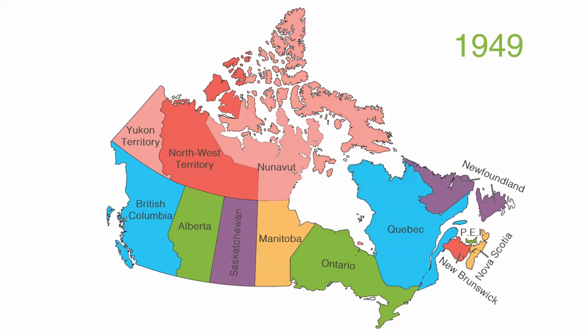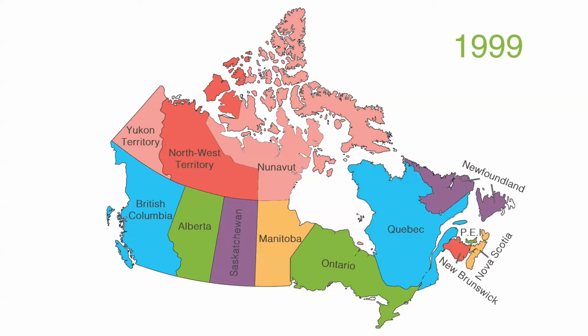Then in 1949 is when the newest and latest province entered into the Confederation of Canada, and that's Newfoundland. Newfoundland didn't actually join as a province until 1949, which is very recent if you think about it. And then the most recent change happened in 1999 when Nunavut became Canada's third territory.